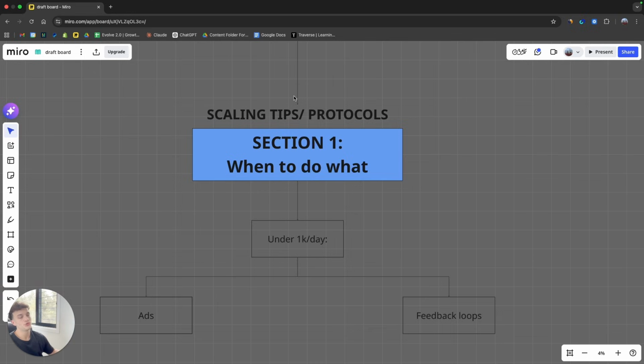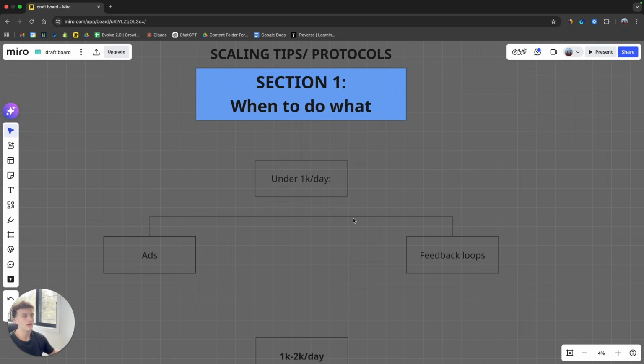So, moving on to the last section of this video: scaling tips and protocols. Let's just jump straight into it. So when to do what? Now, these are the most appropriate steps that I see, because again, I just want to put your attention on the highest leverage tasks at the point that you're currently at.